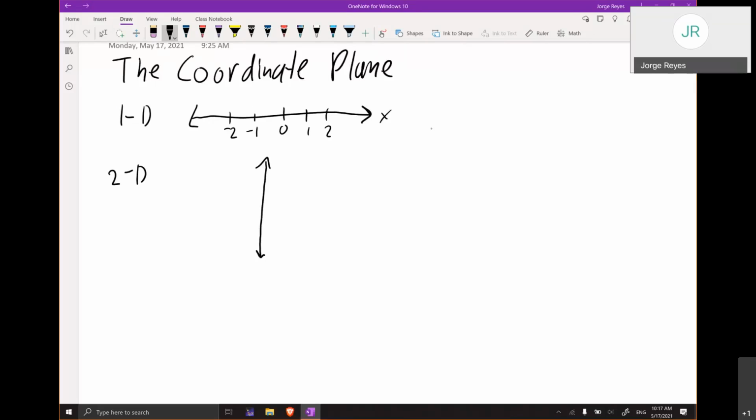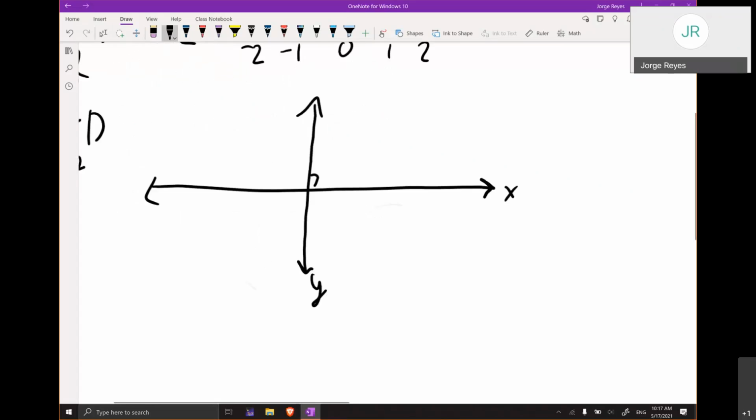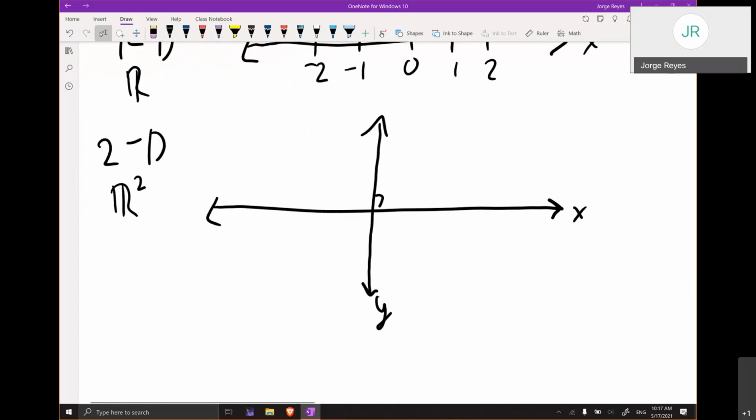Okay, so to make 2D, also known as R2, we take an x-axis, a number line, and we cross it with the y-axis at a 90-degree angle, okay? And so we're going to talk about this right here. So we're only going to go to 2D. We're not going to go to 3D. That requires some fancy math.